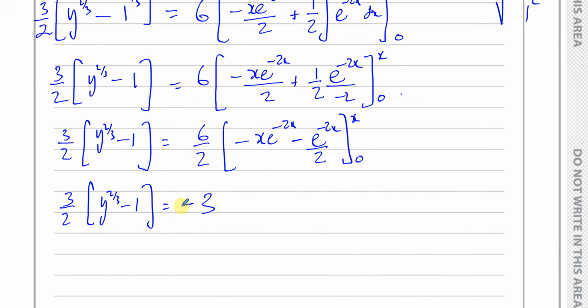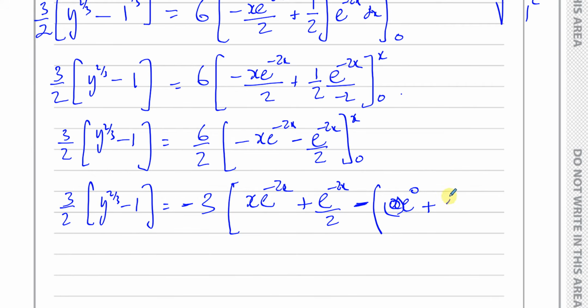I'll also take out a minus, because I've got a minus and a minus in both these terms. And then I can put in x. So it'll be x times e to the power of minus 2x plus, because I've taken the minus out, e to the power of minus 2x over 2, minus, then I'm going to put 0 in here. So 0 times this is 0. Basically this is going to be x e to the power of 0, so it's 0 times e to the power of 0, which is 0. Plus, remember I've taken the minus out, that's why this became a plus. This is e to the power of minus 2 times 0, which is 0 over 2.